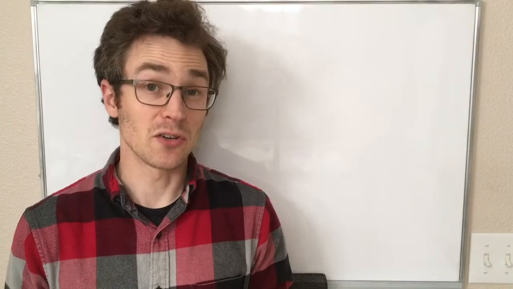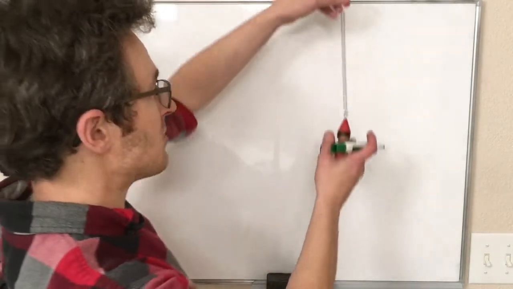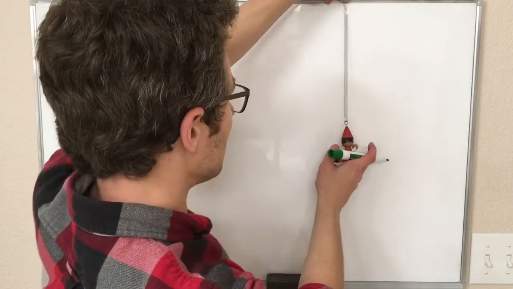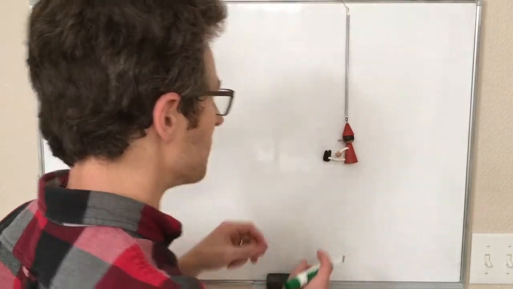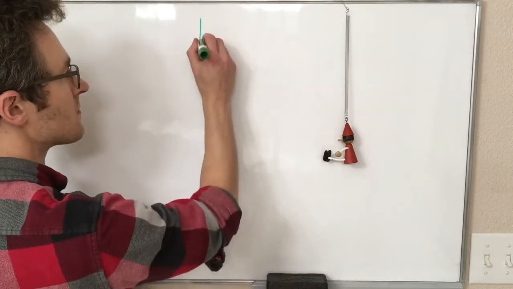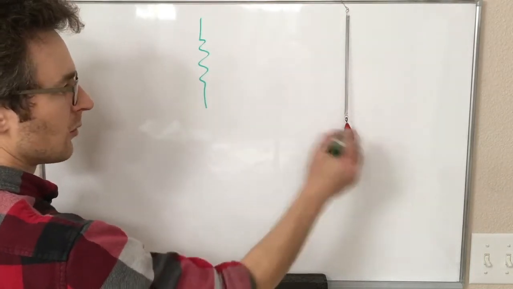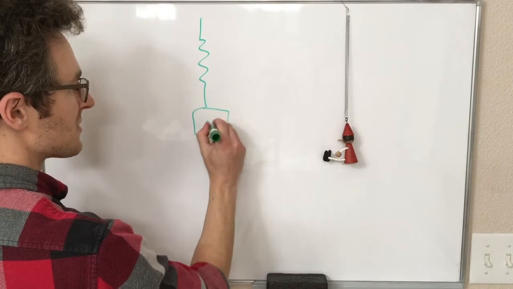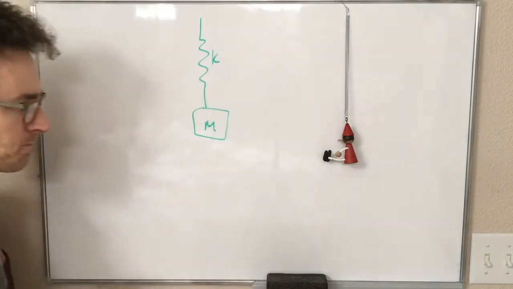When we have an object undergoing harmonic motion, we know something about the forces on that object. Let's go back to our little demo here and think about it. So here we have a spring that is stretched to some length, and here we have a mass attached to that spring.